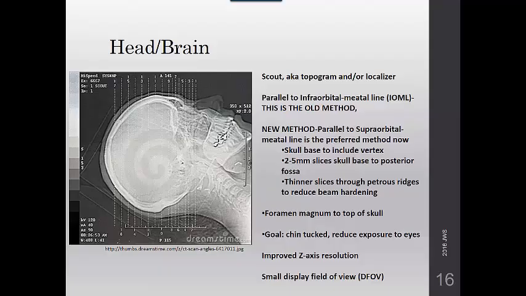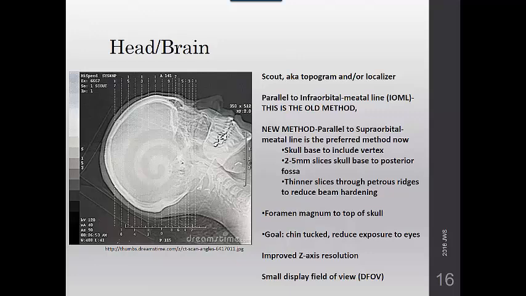So the scan lines on the localizer are parallel to the supraorbitomeatal line and begin at the skull base or the posterior fossa and extend through the vertex of the skull. The petrous ridges cause artifacts in the image due to beam hardening, which is a phenomenon that we're going to discuss in physics. Thinner slices are needed through the posterior fossa to overcome this, and so 5mm slices are usually sufficient. Most locations will scan 5mm slices through the remaining portion of the brain as well.